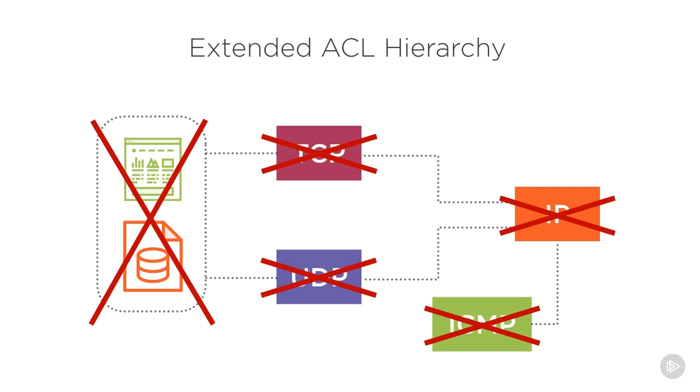If I just specify TCP, then I only have TCP protocols that are going to be denied, and I'm going to allow IP, ICMP, and UDP protocols. The same is true with any other combination here. So the hierarchy is important. We need to know that IP packets carry ICMP messages, TCP segments, and UDP segments.